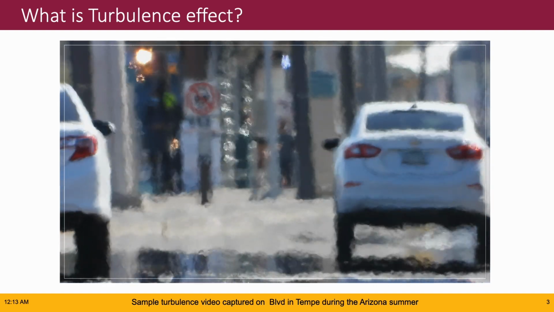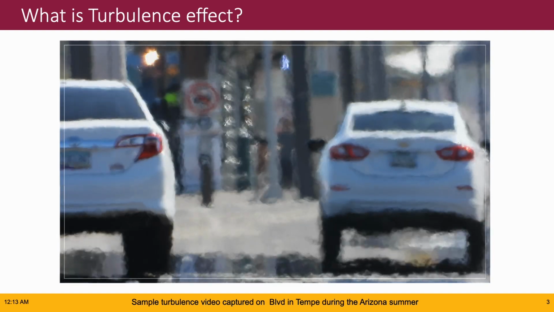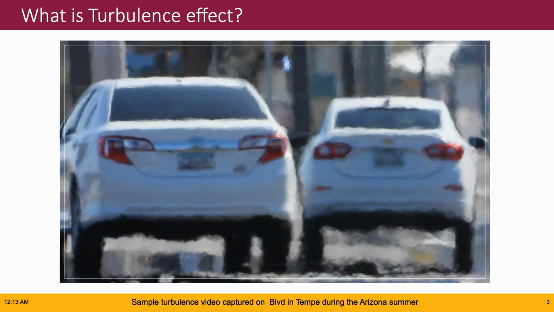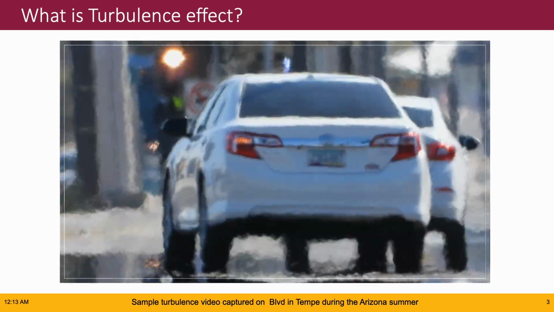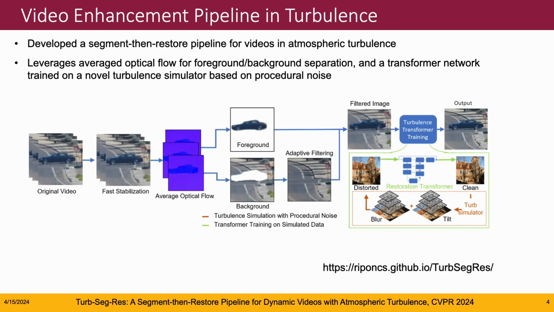This is an example video of how the turbulence effect looks with an object in motion. This is our video enhancement pipeline in turbulence. We developed a segment then restore pipeline for video in atmospheric turbulence.